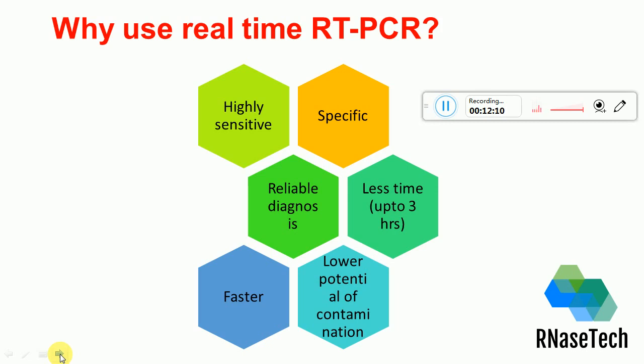First, it is highly sensitive. Second, it is specific, because if the RNA molecule is not there, then the reverse transcriptase will not be able to synthesize DNA, and hence the DNA will not get multiplied in the further process. Hence it is very specific. It gives a reliable diagnosis. It takes less time, up to 3 hours. It is faster, and it has a lower potential of contamination.